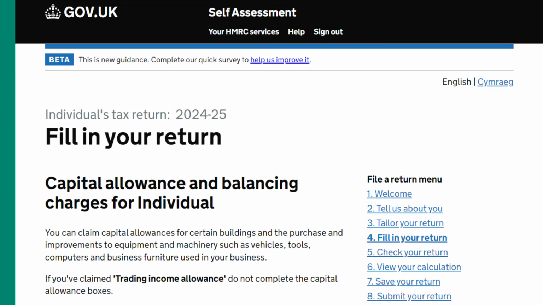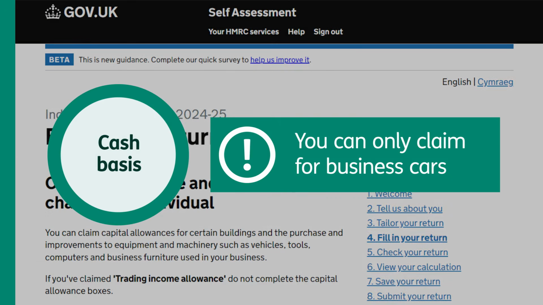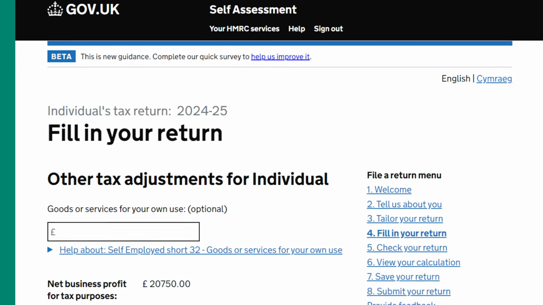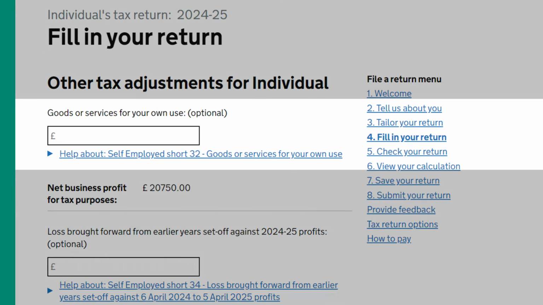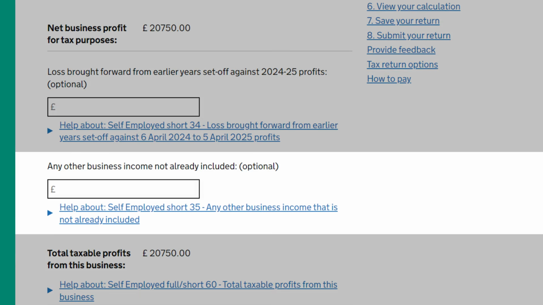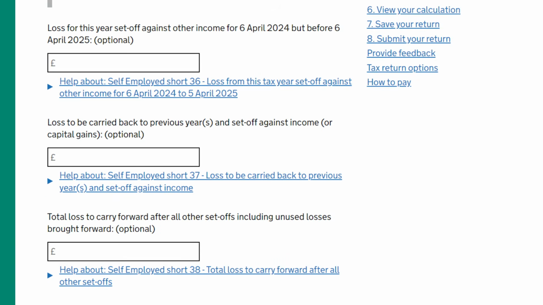Page 5 is for capital allowances. If you're using cash basis, you can only claim for business cars. Page 6 is for adjustments. These include the value of any goods or services for personal use, any losses brought forward from an earlier year, and any other business income. Page 7 asks about any losses from the current tax year.